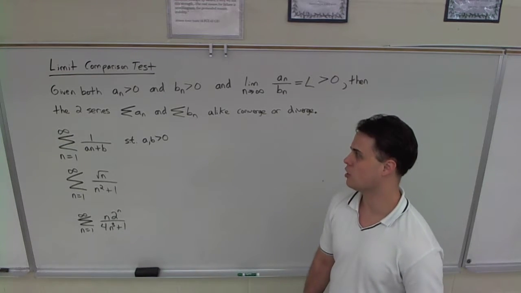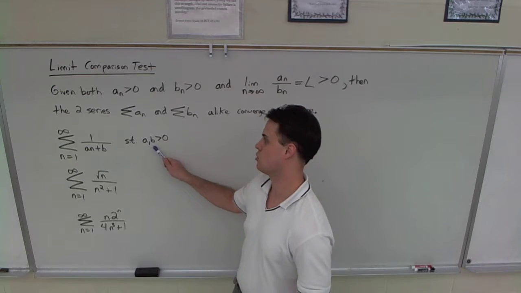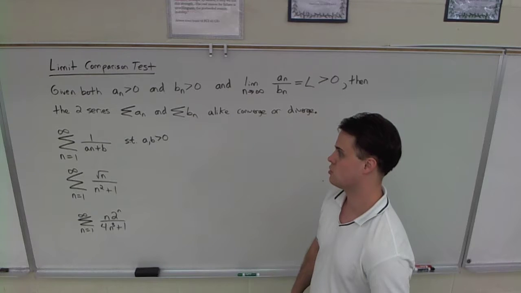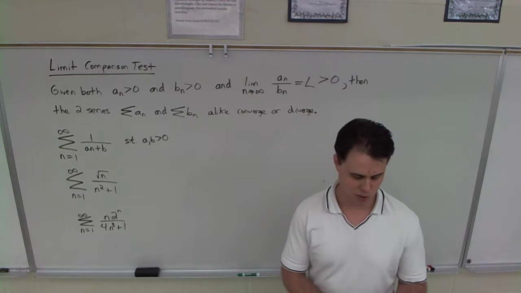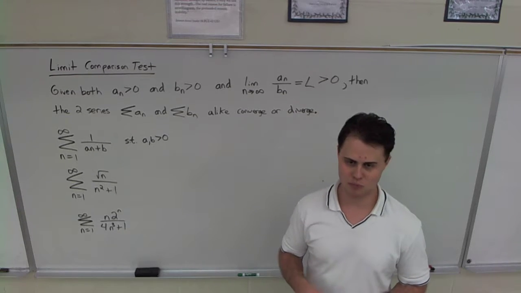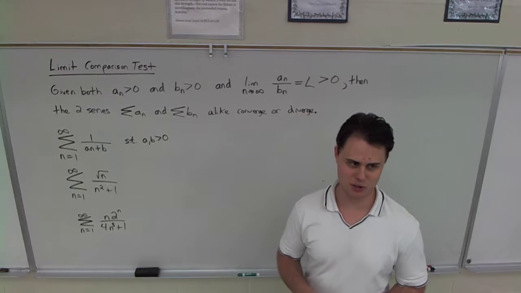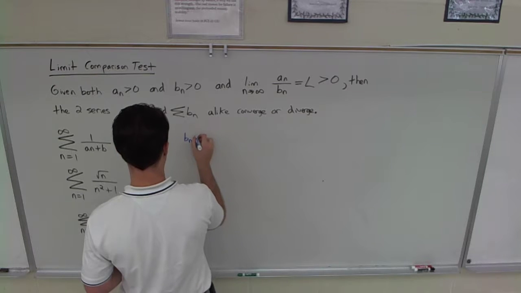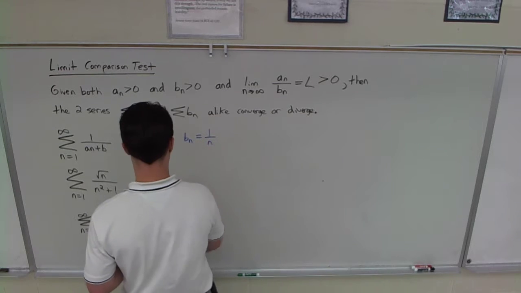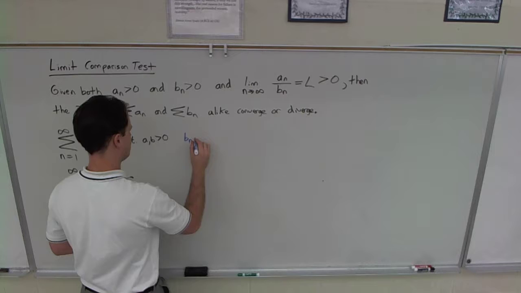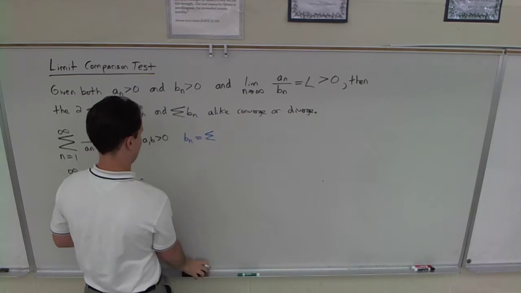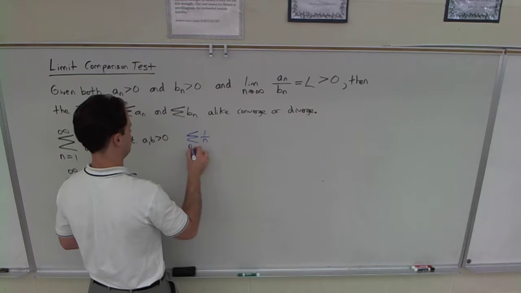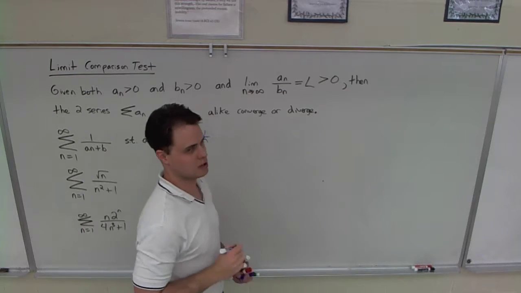So does the generalized harmonic series, such that these are strictly positive, we don't want to work with negative stuff, converge or diverge? Well, what do you guys think we should compare it to? The regular harmonic series. So if we think of B sub n here as the series, if I think of the series of 1 over n from 1 to infinity, that's a good comparison to take.